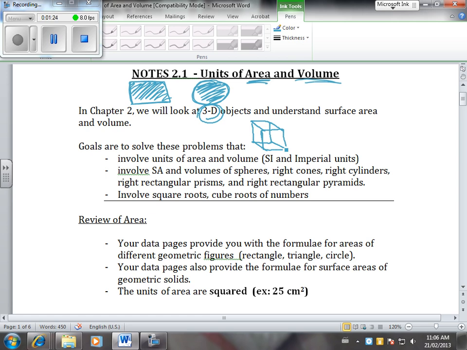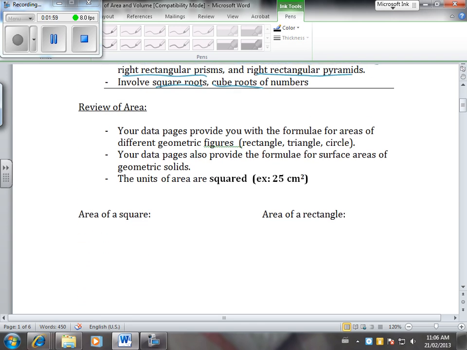So we're looking at area and volume, and we'll do both SI and imperial units. We will talk about volume of spheres, right cones, right cylinders, right rectangular prisms, and right rectangular pyramids, and we'll talk about what all of those are. And if you look in your data pages, you'll be able to see those there too. And then we'll be looking at cube roots and square roots a little bit, because that's what's involved in doing surface area and volume. And so here you go, your data pages.